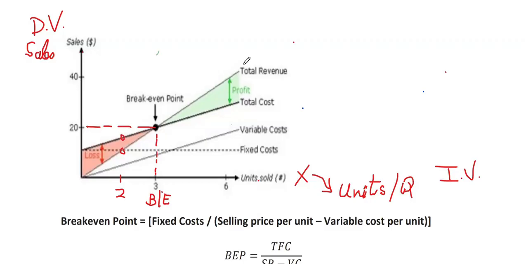So Doc, yes, go ahead. So the orange is a loss and the green is a profit. Correct. Because in the green area, the total revenue curve lies above the total cost curve.